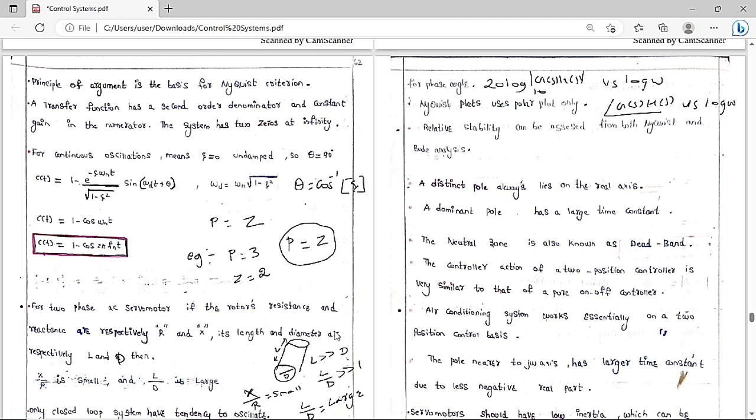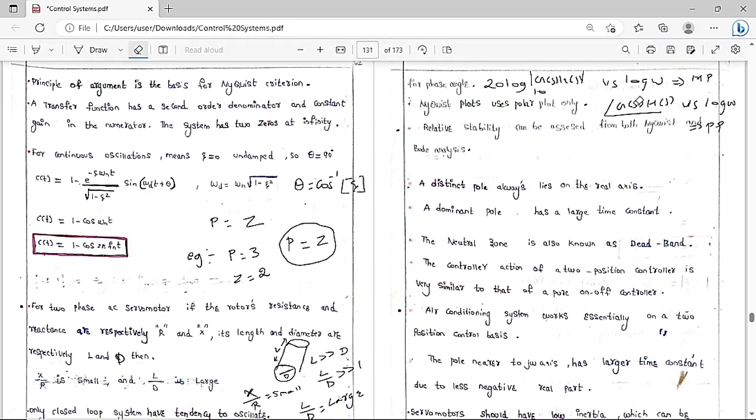The upper one is called the magnitude plot, and this is called the phase angle plot. These things you always have to keep in your mind. Therefore, Bode analysis uses two plots, one for the magnitude and the other for the phase angle. I already told you what the magnitude plot and the phase angle plot are. These two formulas you always have to keep in your mind.